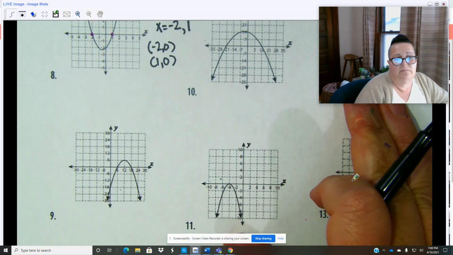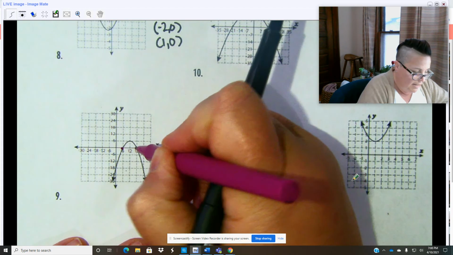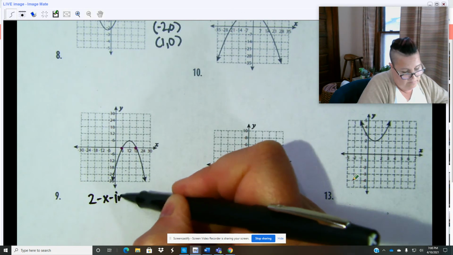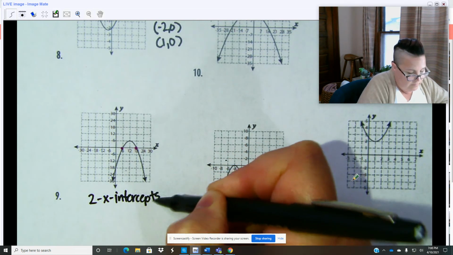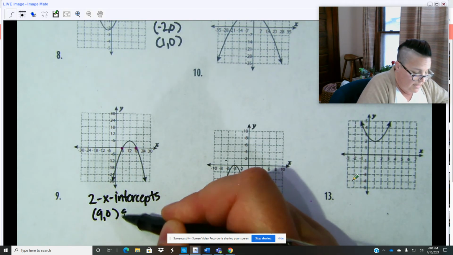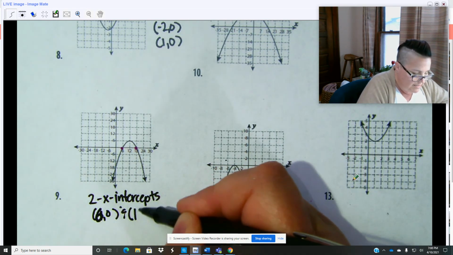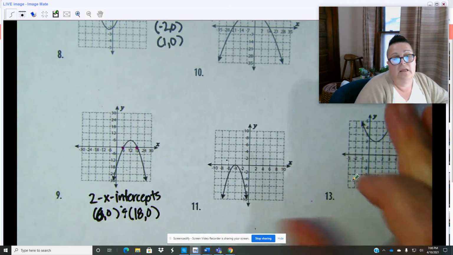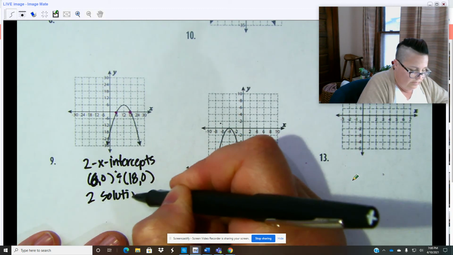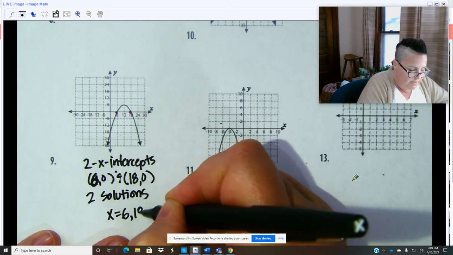Let's try the second problem. In problem number 9, we also have 2 x-intercepts. Those 2 x-intercepts are at (6, 0) and (18, 0). This tells us that there are two solutions to this parabola, and they are at x equals 6 and x equals 18.